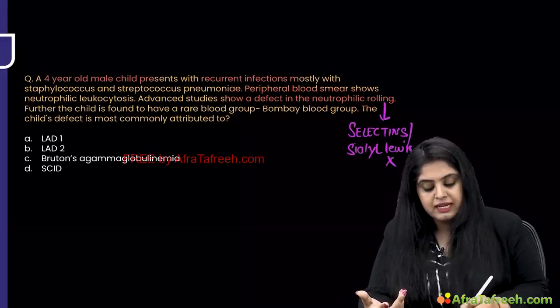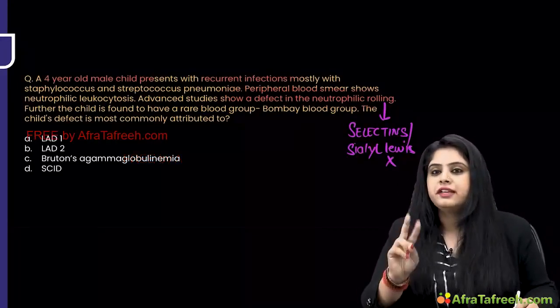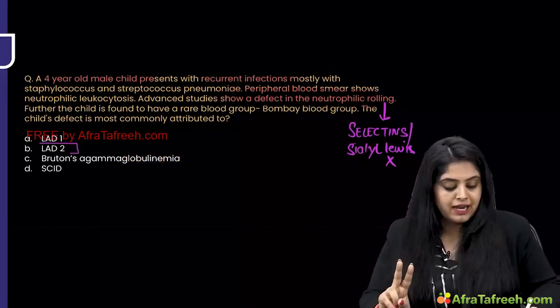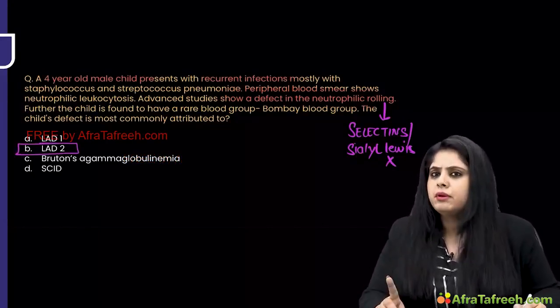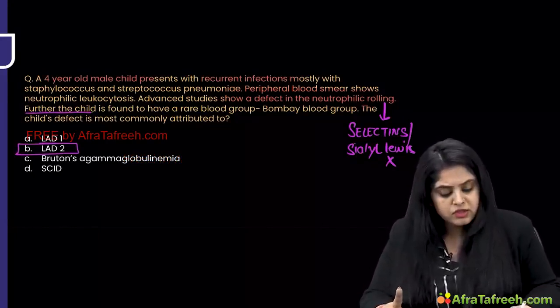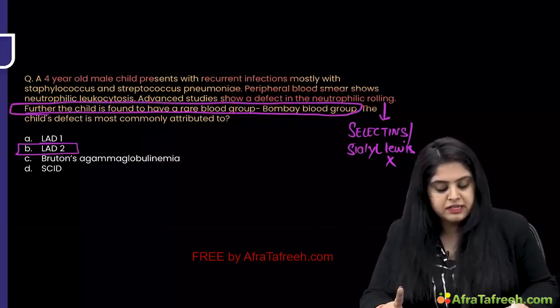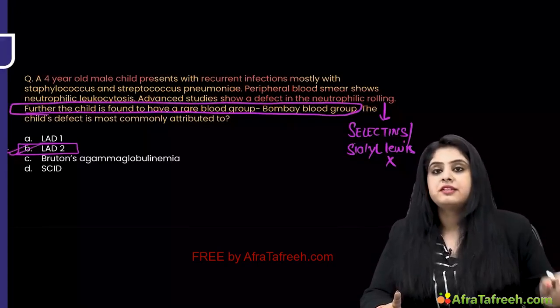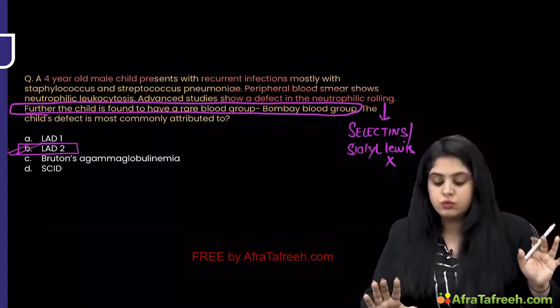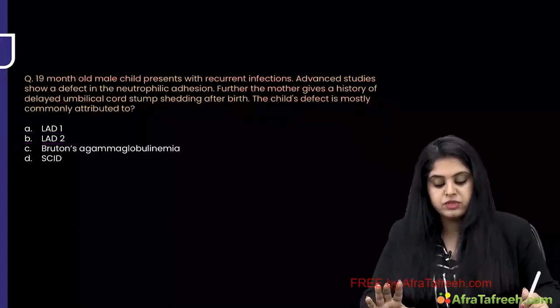Means which LAD am I talking about? Sialyl X, S2 it seems. I'm talking about LAD2. In LAD2, which Bombay blood group should be there? Has the examiner mentioned that? The child is found to have a rare blood group called Bombay blood group. Oh yes, confirmed, 100% stamp it. It is a case of LAD2. Coming to the next question.